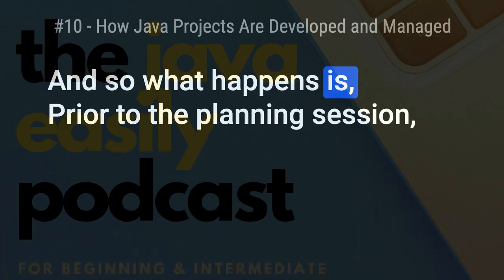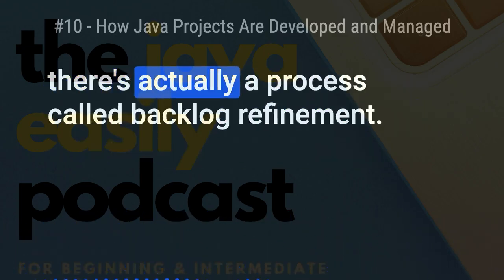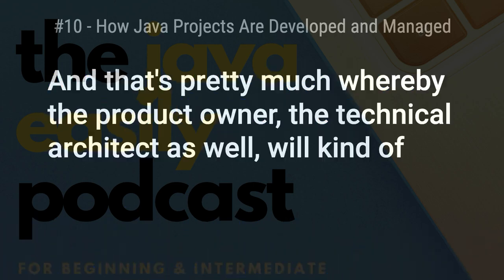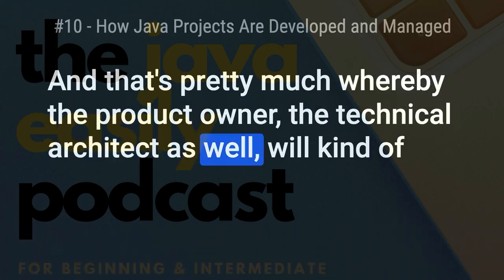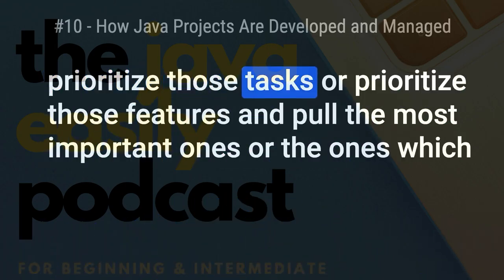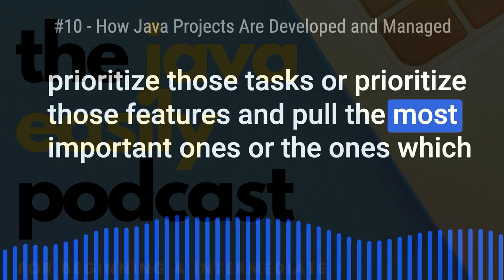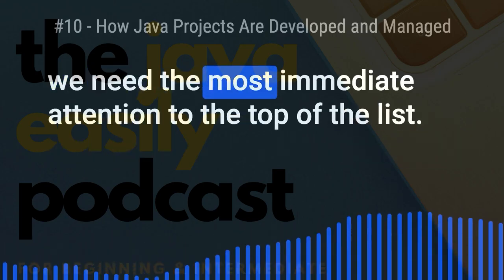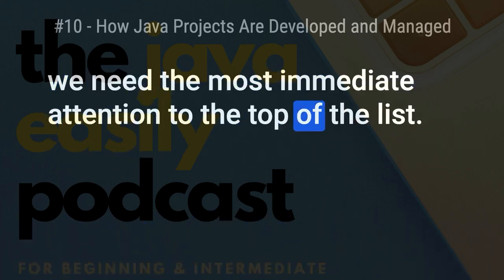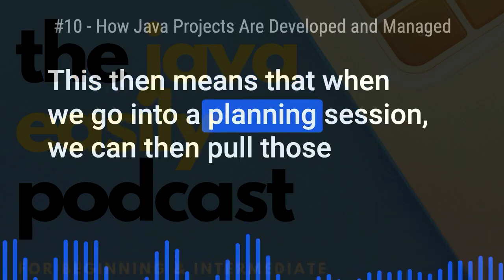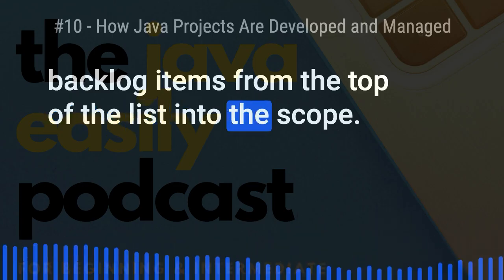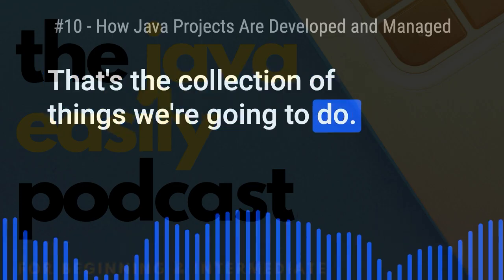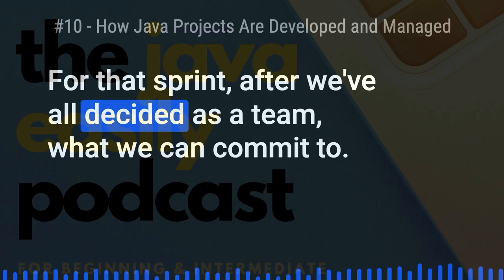And so what happens is, prior to the planning session, there's a process called backlog refinement, whereby the product owner, the technical architect as well, will prioritize those tasks or those features and pull the most important ones, or the ones which need the most immediate attention, to the top of the list. This then means that when we go into a planning session, we can pull those backlog items from the top of the list into the scope.